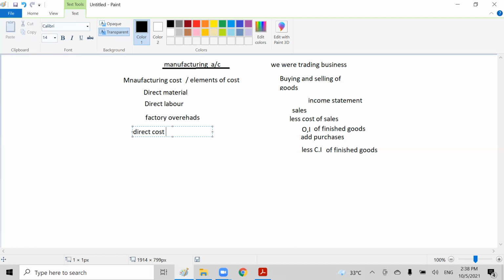जिस बंदे ने ये कुर्सी बनाई आपको, आपने उसको जितने पैसे दिए, that is your direct cost, and that is known as direct material, or that is known as direct labor. Sorry. So direct material and direct labor is known as direct cost because it is directly attributable to the product, or becomes the integral part of the product, or it can be traceable from the product. Okay. Next point is factory overheads.